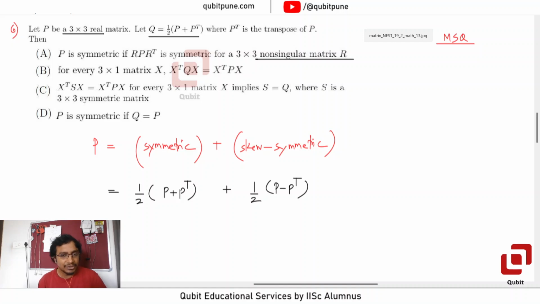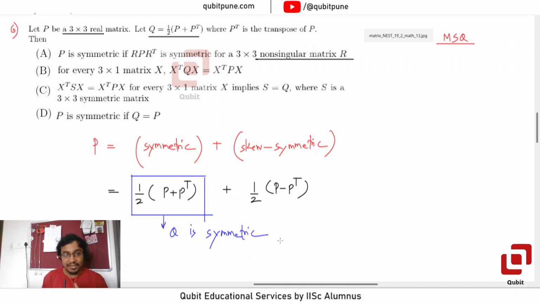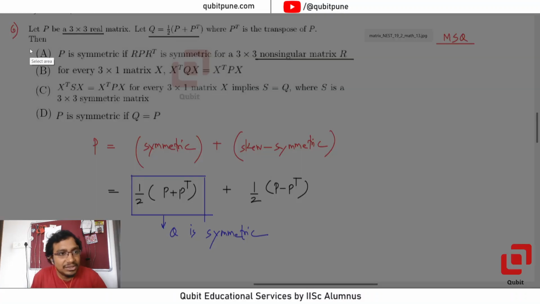And of course it will be this one. So from this we get that Q is symmetric. That's the result that we will use in choosing the options. So let's go to this now.